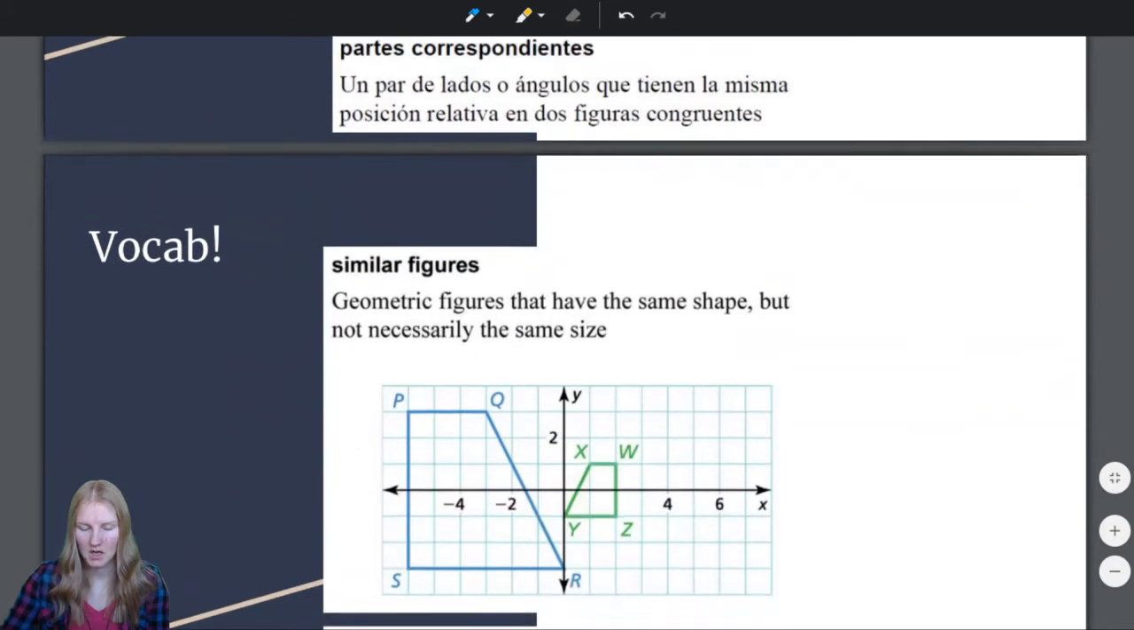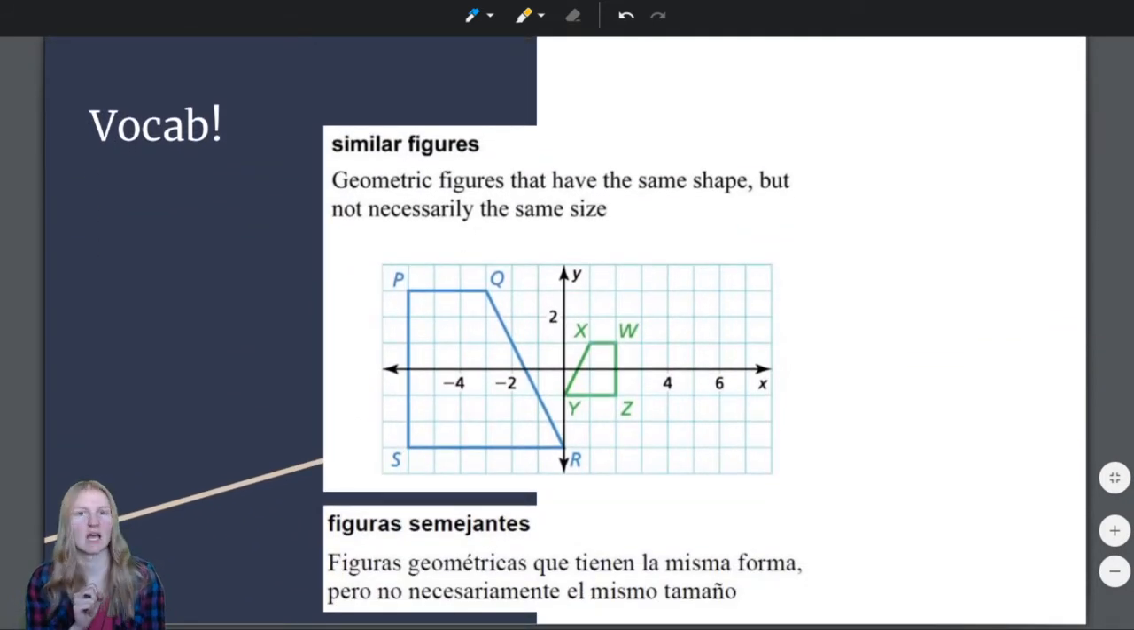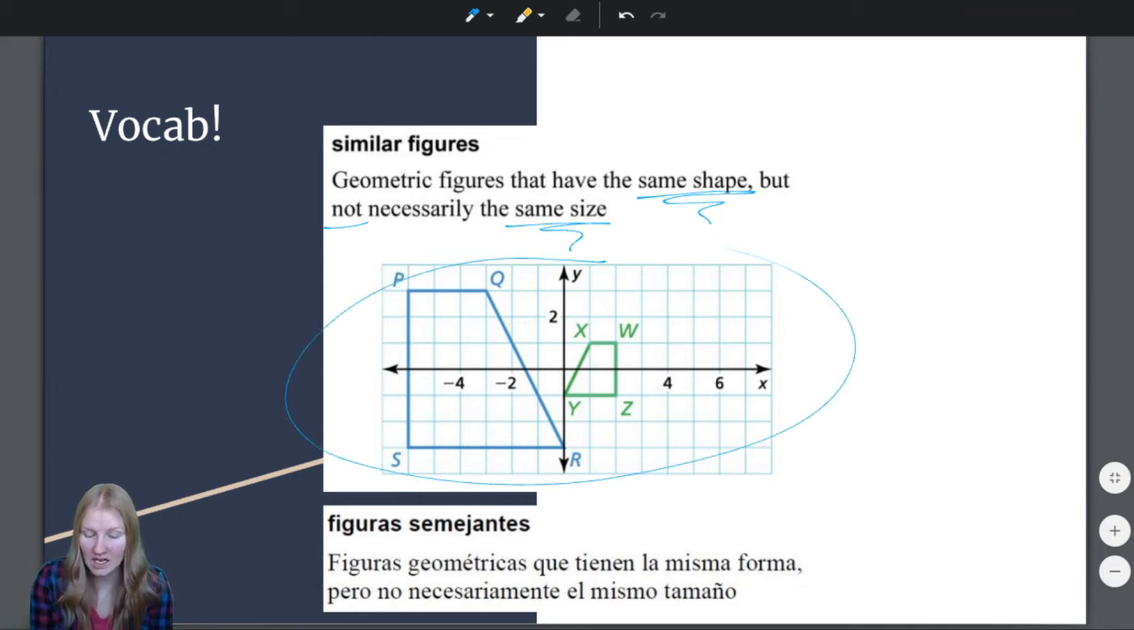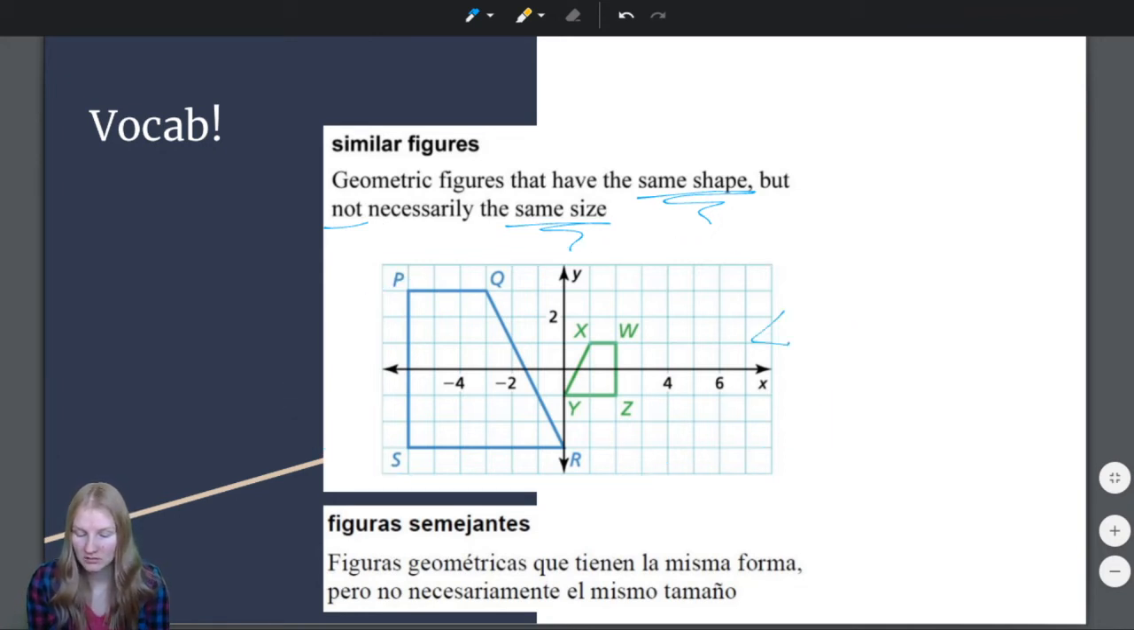All right. Another vocab word, I believe this is the last one, is similar figures. So, we talked in the entry task about similar figures, but here is the robust definition. Geometric figures that have the same shape but not necessarily the same size. Now, figures that are congruent are also similar, but figures that are similar are not necessarily congruent. So that's why we say not necessarily the same size, because they can have the same size, but typically we call that congruent. So when you look at this example they gave here, you'll see this is a dilation.